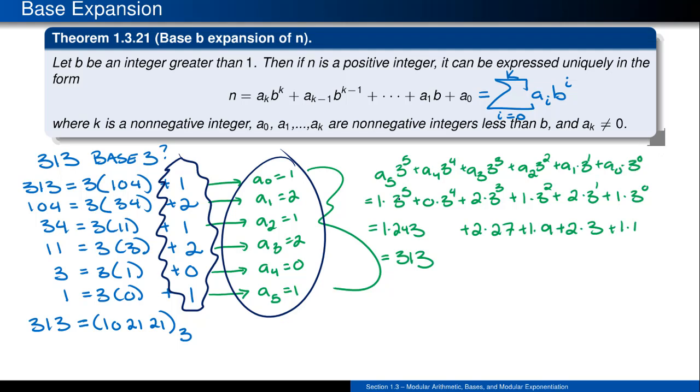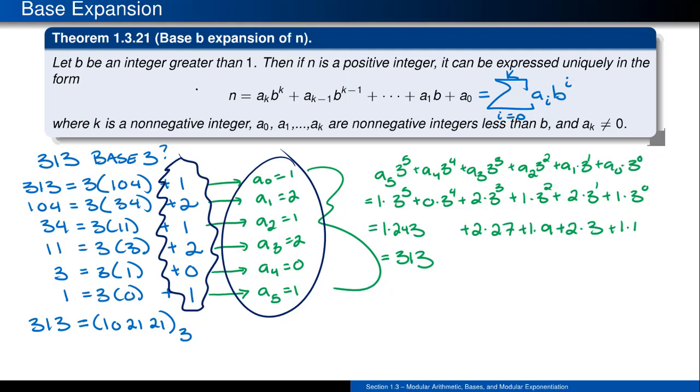What you can see here is that that A5 was a 1, so it's 1 times 3 to the 5th, all the way down to the A0, which is a 1 times 3 to the 0, which then gets recorded as 1 times 243, plus 2 times 27, plus 1 times 9, plus 2 times 3, plus 1 times 1, which is simply just 313.